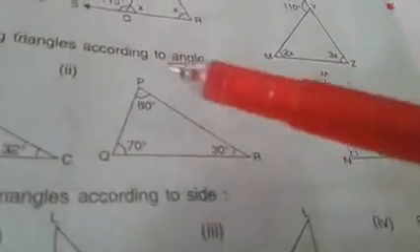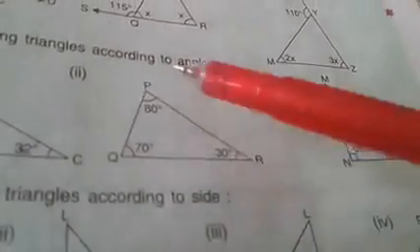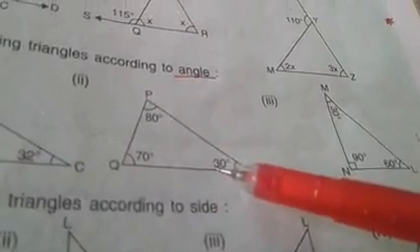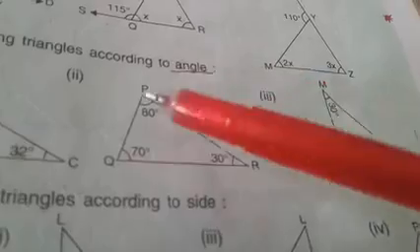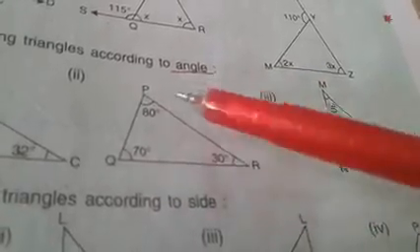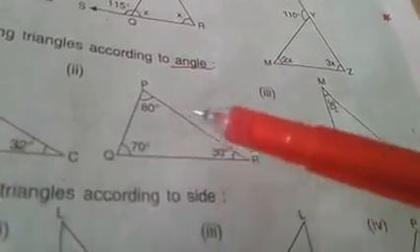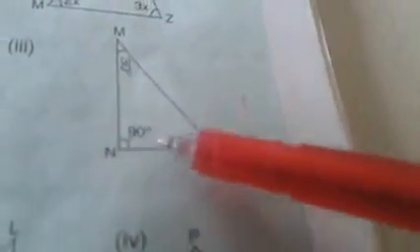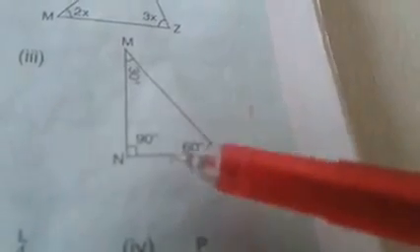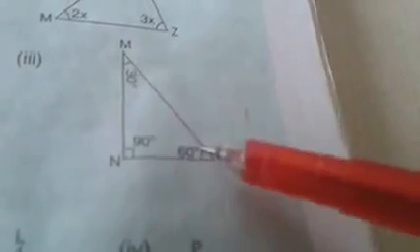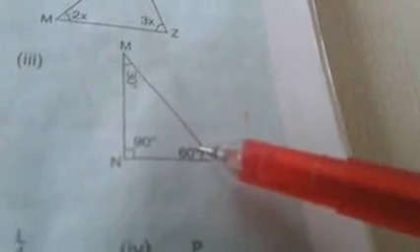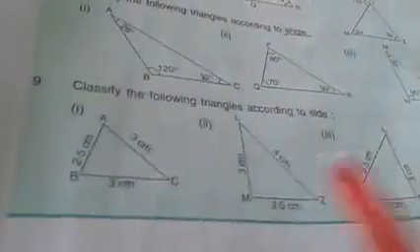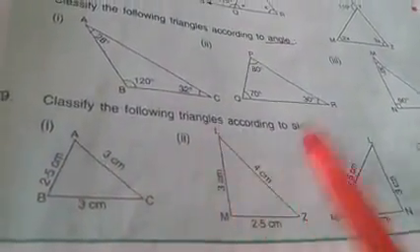Then you can see here 80 degree, 70 degree and 30 degree. All these three angles are less than 90 degree, means all these angles are acute. So when we say acute, we say that it is acute angled triangle. Last one, if you will see, we have 90 degree. What does this 90 degree show? 90 degree shows that this triangle has at least one right angle. So when one right angle is there, we say that it is a right angled triangle.